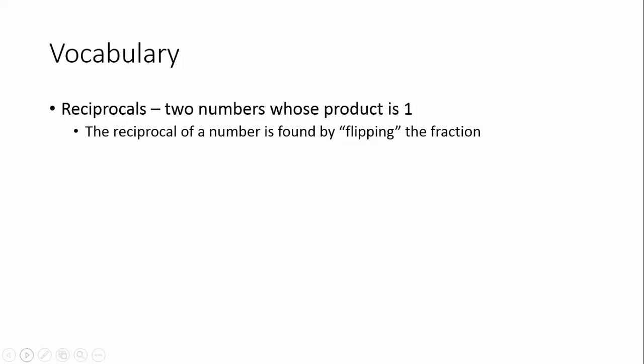So the first definition is reciprocals, and reciprocals are two numbers whose product is 1. Remember that product means multiplication, so they're two numbers that when you multiply them together, you get 1. And if I show you a number and ask you to find the reciprocal of it, you're essentially going to take that number as a fraction and flip it. So you make the numerator the denominator, and you make the denominator the numerator. So let's look at some examples.